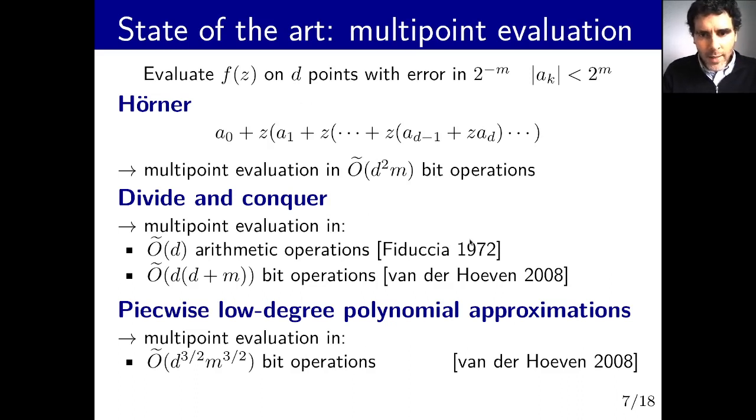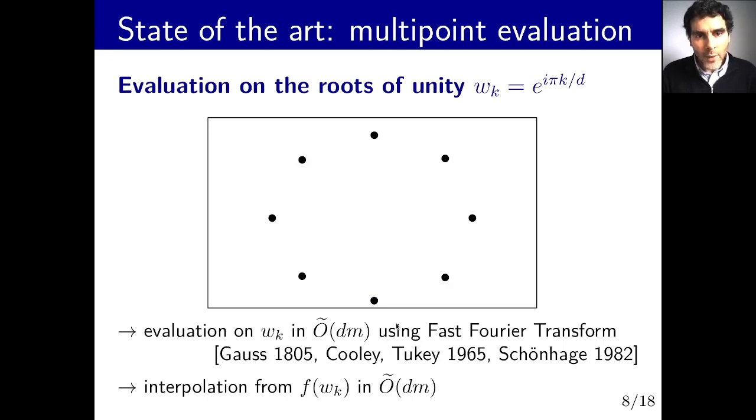We can do better. Since 1972, there is an algorithm that can evaluate a polynomial on d points using only d arithmetic operations. However, this requires using precision at least d, because it introduces integers of bit size d, and thus we still have d square bit operations to do this multipoint evaluation. There have been some improvements in the case of low degree using a piecewise polynomial approximation, and we have this complexity, which is not yet linear in d, but better, and our approach will follow this idea of using piecewise polynomial approximation.